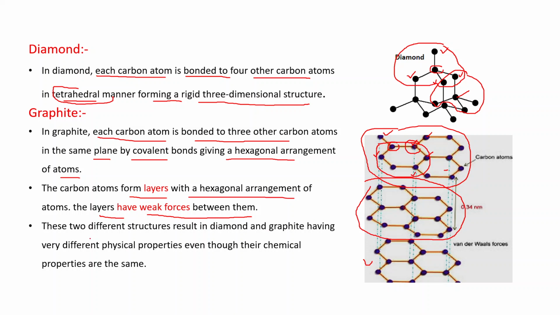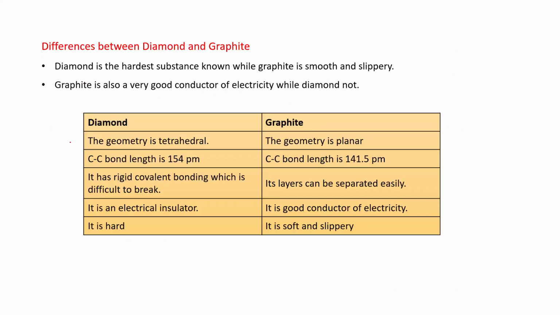Now, what are these two different structures? In case of diamond, each carbon atom is linked to four other carbon atoms in a tetrahedral manner, while in case of graphite, each carbon atom is bonded to three other carbon atoms in a hexagonal layer, and these layers are attached by weak forces. And these two different structures result in diamond and graphite having very different physical properties, even though their chemical properties are the same. What are these different properties?